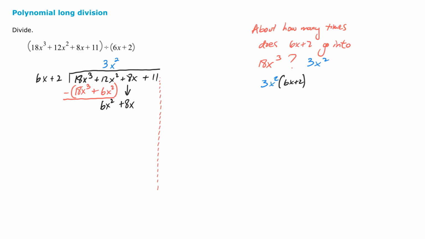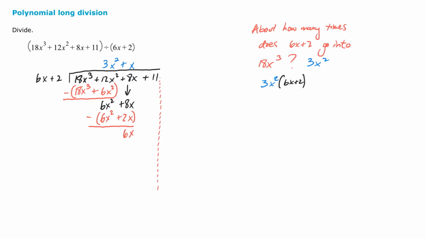And now we're going to repeat this process. About how many times does 6x plus 2 go into 6x squared plus 8x? And the answer to that is about x, plus x. Now we're at multiply, and if we multiply, we get 6x squared plus 2x. Now we're at subtract, so make sure you put those parentheses again. The first column is a 0. The second column is now 6x.